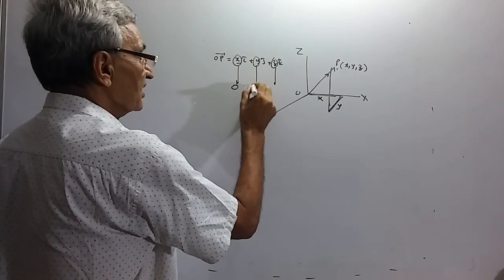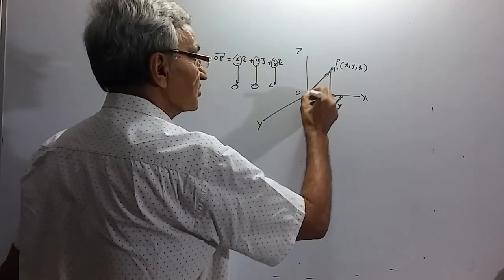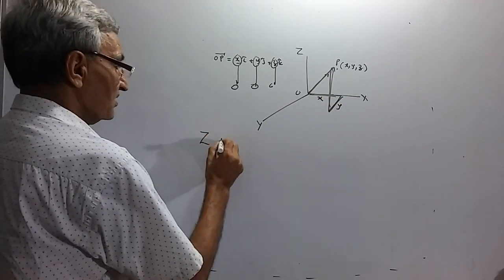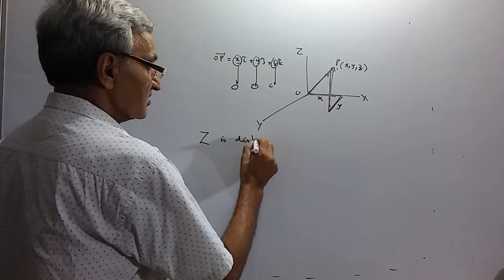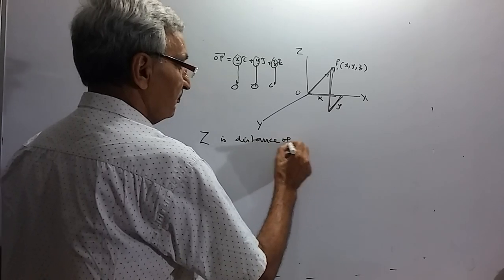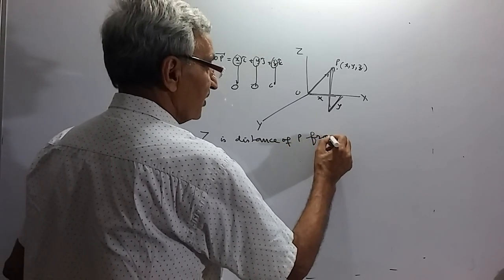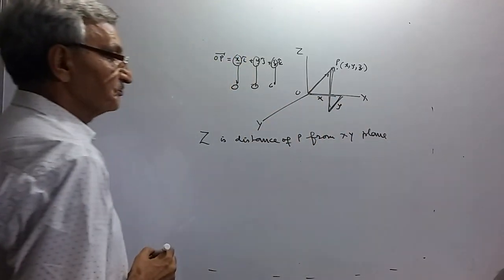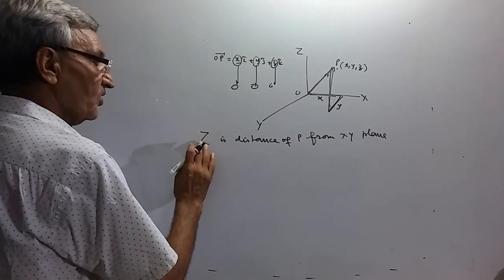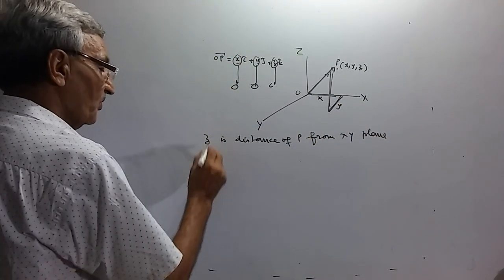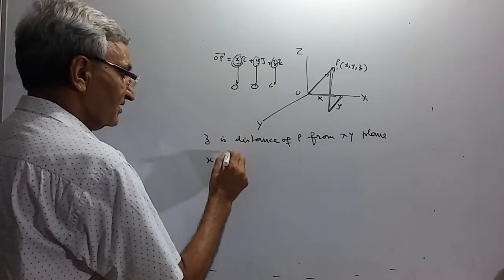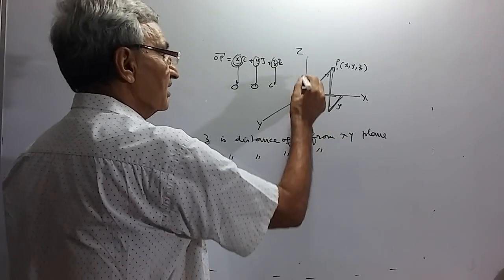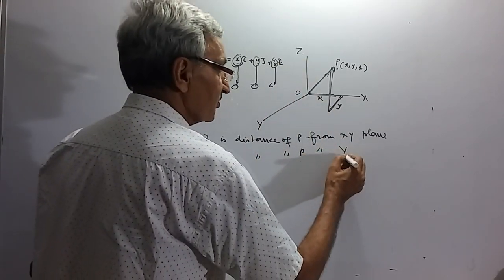Look, friends, this x, y, z, when I draw the projection of this, what is the z? Z is the distance of point P from the xy plane. This is the z coordinate. What is x here? This x is the distance of the point P from what plane? This is equal to the yz plane.